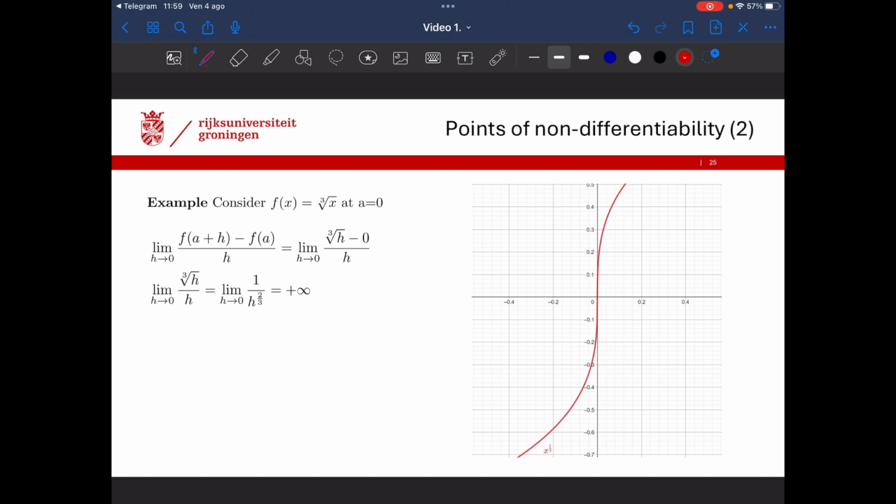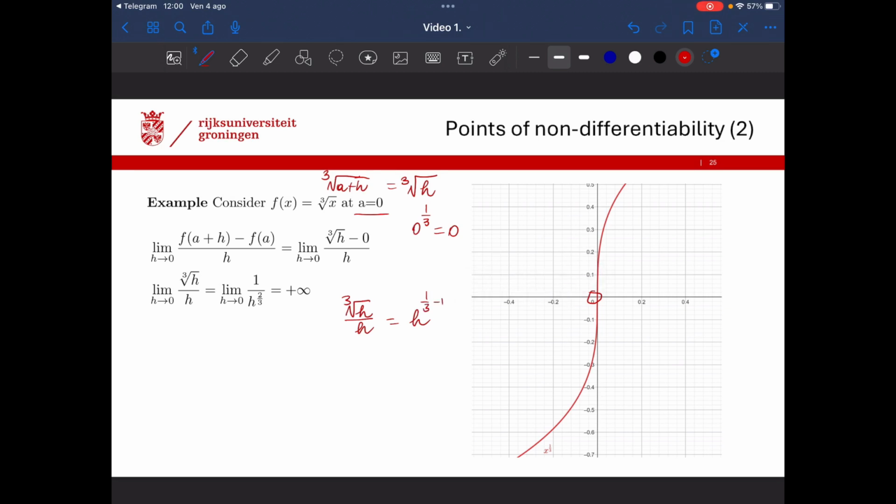We consider the function f of x is equal to the cubic root of x, and we consider it at the point a equal to 0. If we try to apply the definition, we write the limit as h goes to 0 of f of a plus h minus f of a, over h, and so on. We then plug in: f of a plus h is the cubic root of a plus h. But a is 0, so this just becomes the cubic root of h. F of a, f of 0, is 0 to the 1 over 3, that's just 0, over h. So this is what we're left with.